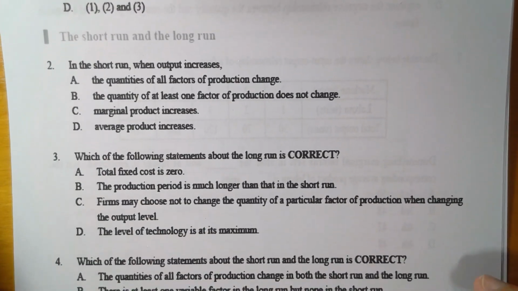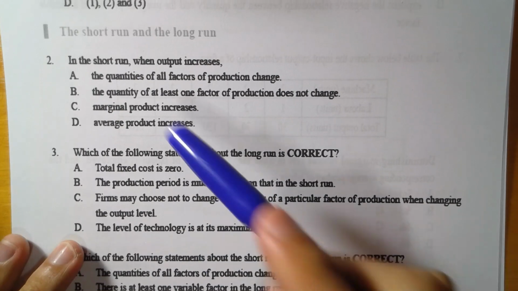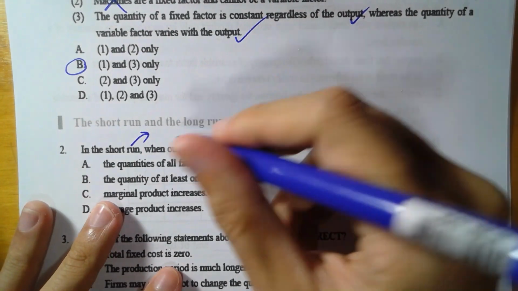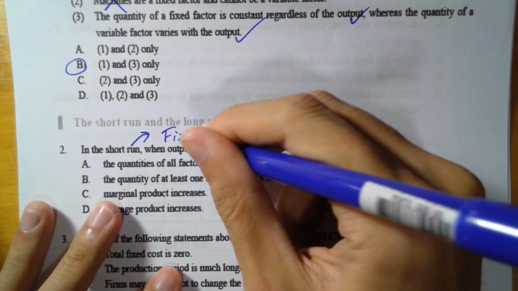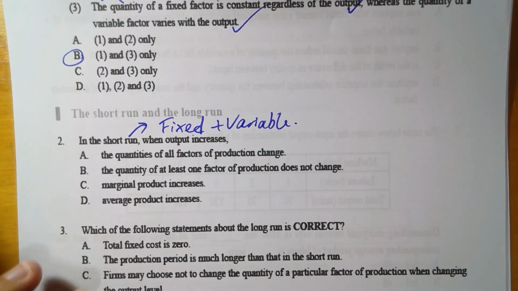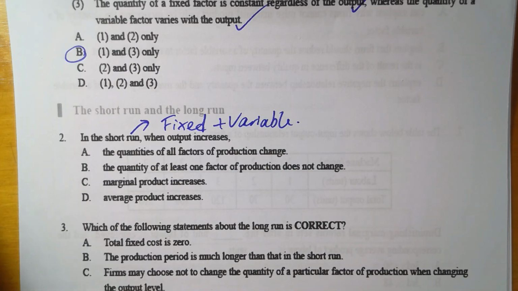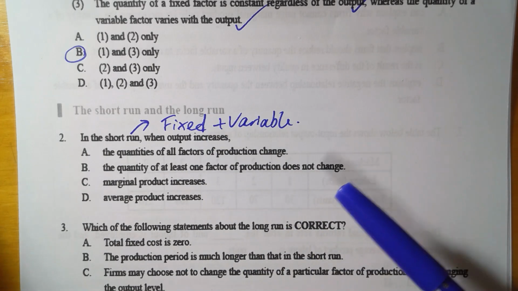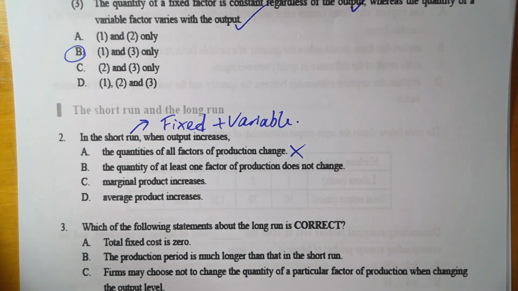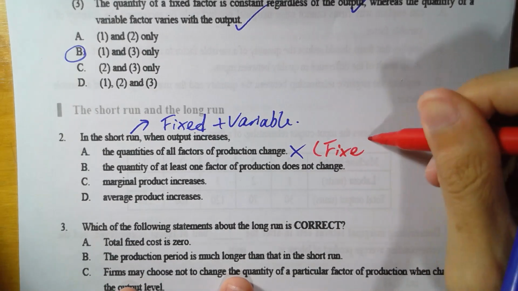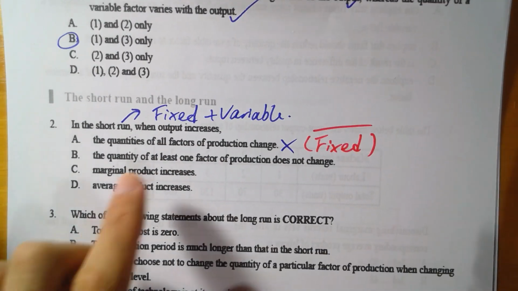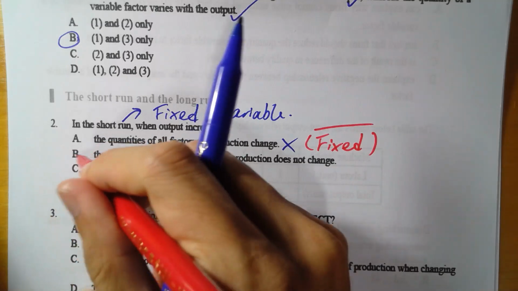Number 2, we're talking about the short run, when output increases. Short run means we have both fixed factor and variable factor. 有 fixed 有 variable 嘛，係咪？So this is our short run. When output increases, quantities of all factors change. Of course, no. The reason is simple, because we have some fixed factor. Fixed factor will not change, so not all. At least one factor does not change. Yes, this is the answer.